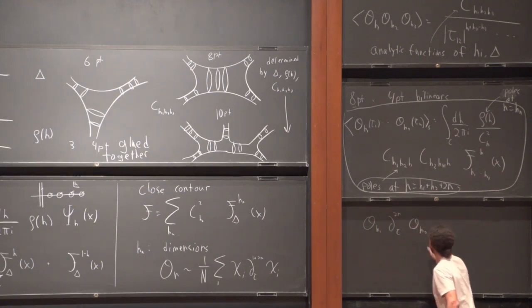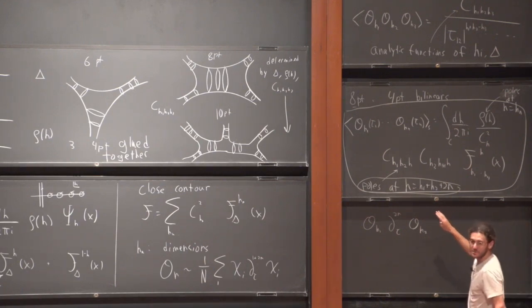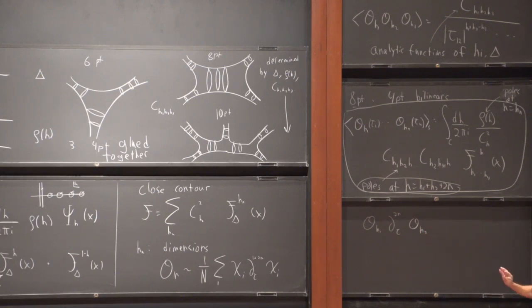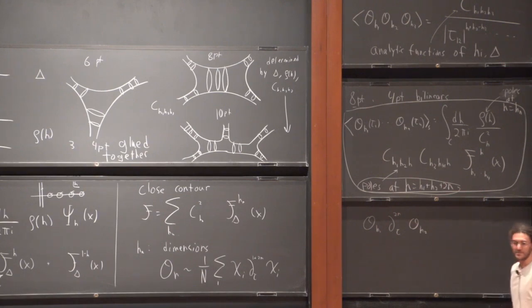Are these all the poles, or does it have more poles? Good. In fact, it has more poles, which you would think would be a problem. But at all the other locations of the poles, rho of h vanishes, and so they don't contribute. So it has just the right singularity structure to give the right answer. Well, at least the right form of the answer.